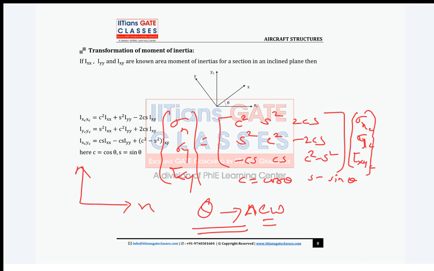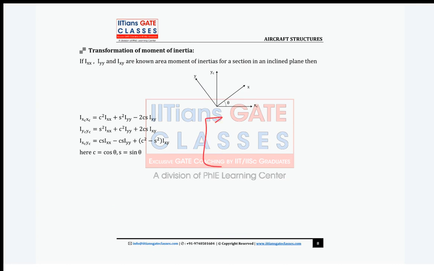This is the first matrix. Now, what you see here is that my knowns are in the inclined axes, right? So here theta is clockwise or anti-clockwise? In this case, theta is clockwise. So when theta is clockwise, you have to substitute minus theta. When you substitute minus theta, your transformation matrix will become: c square, s square, minus 2cs; s square, c square, 2cs; and then cs, minus cs, c square minus s square. Clear? This is the second transformation matrix, correct?